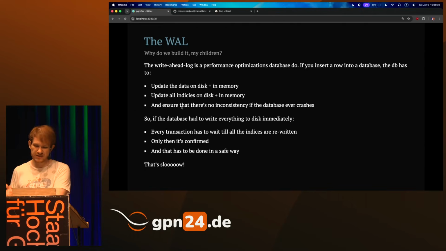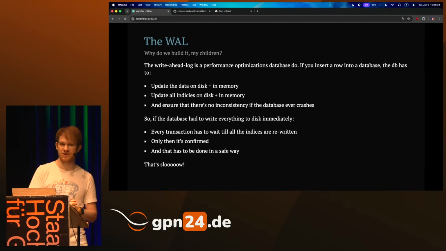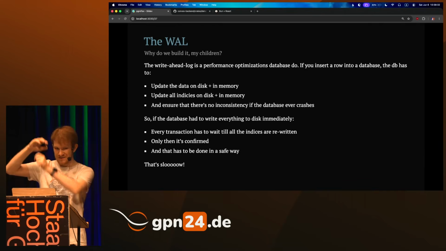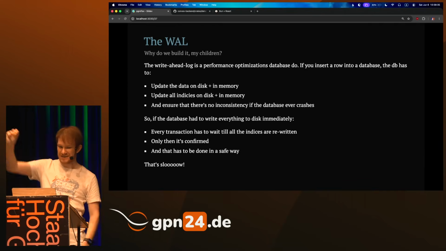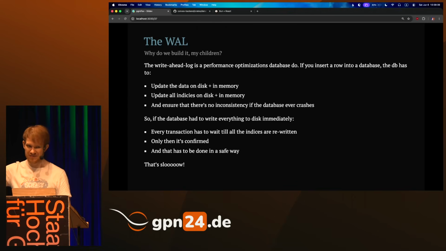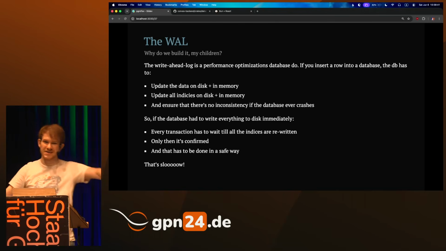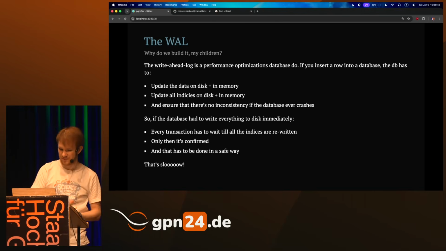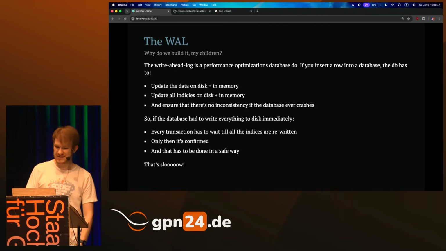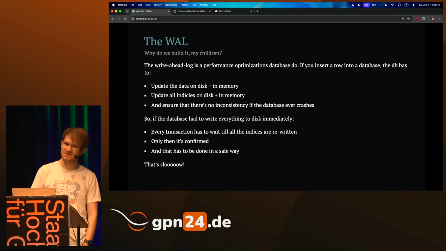And I need to ensure that there's no inconsistency if the database ever crashes, which basically means that if I update a table, I should copy the old state of the table into a new file and then append my new change data and then update all the indices and then only then delete the old data when I'm certain. Only so I can guarantee that I'm not going to lose data. And if we think about it, that's very slow, right?